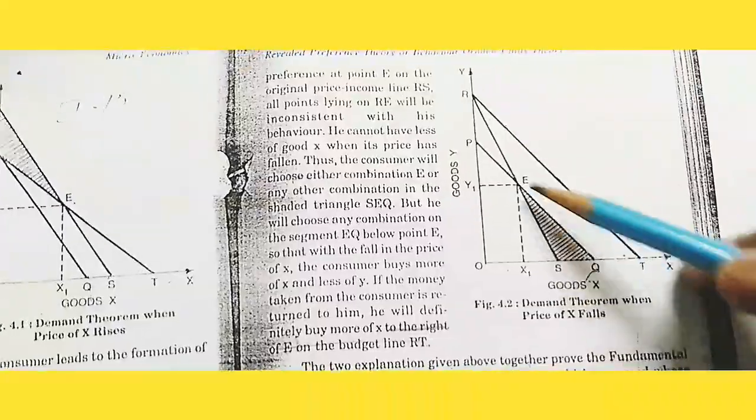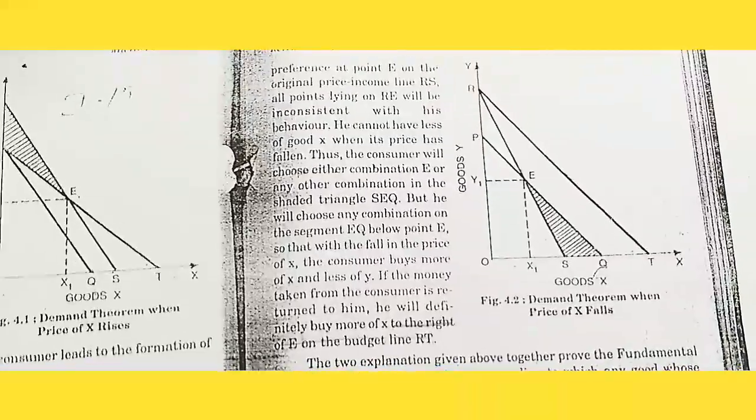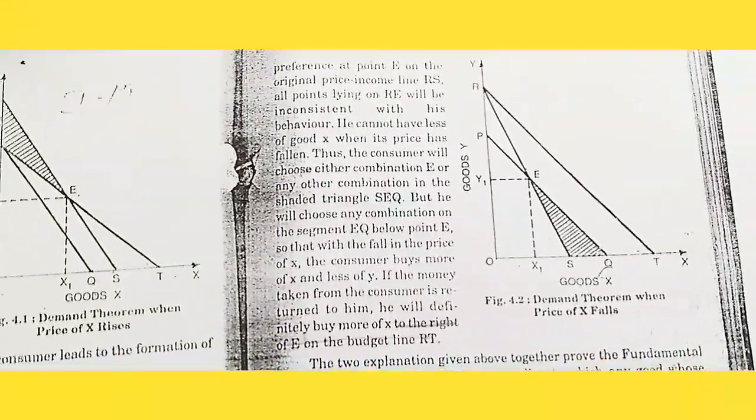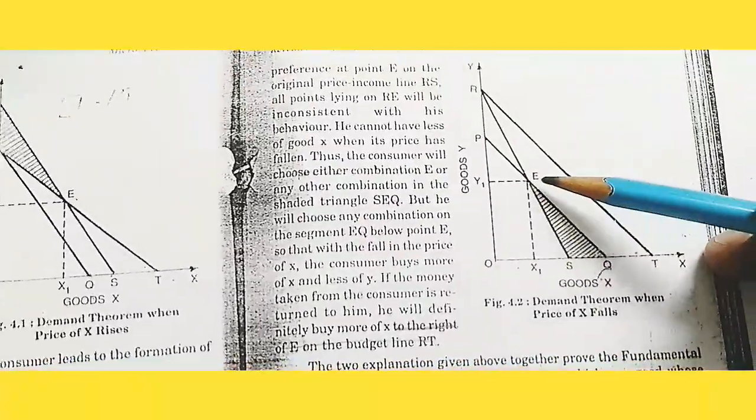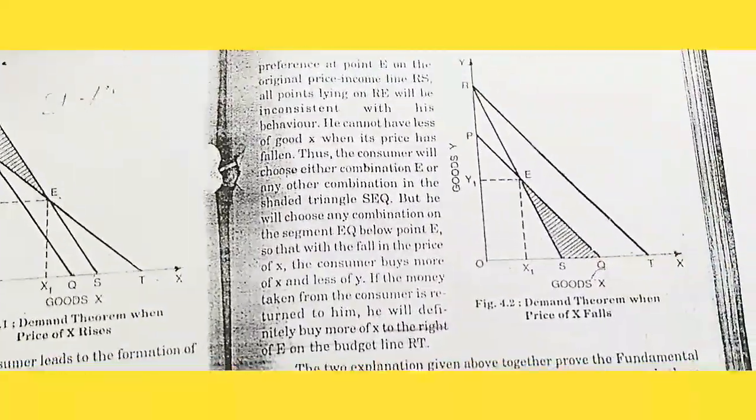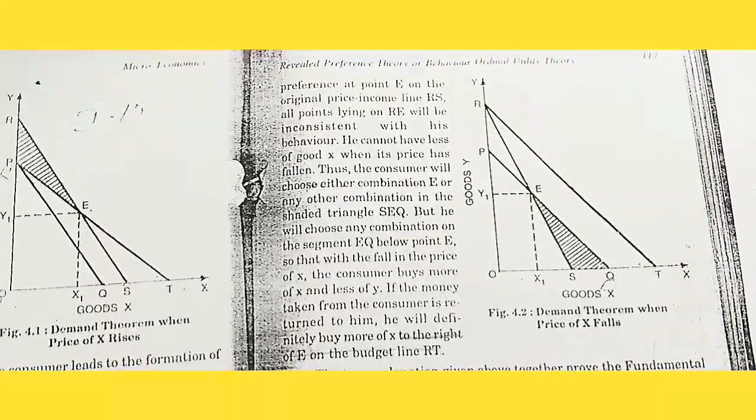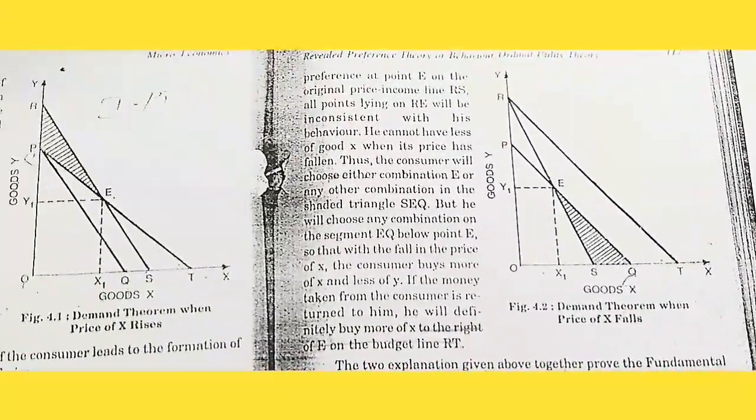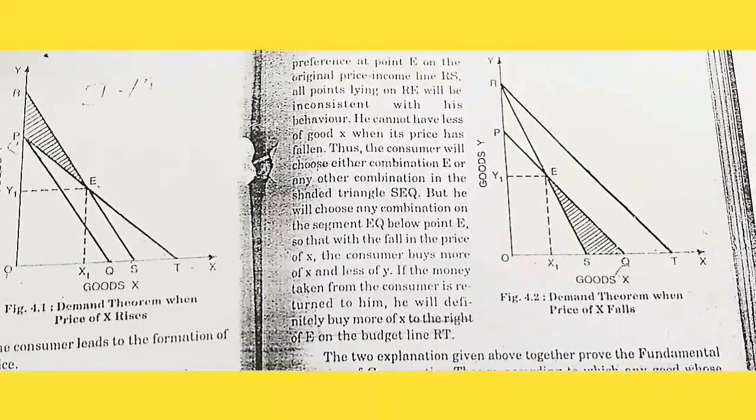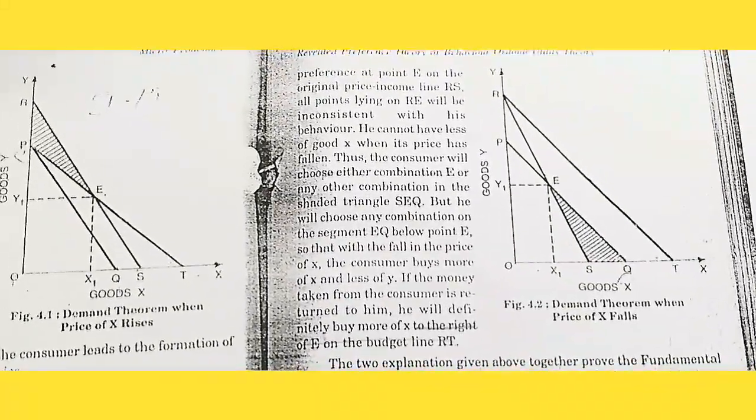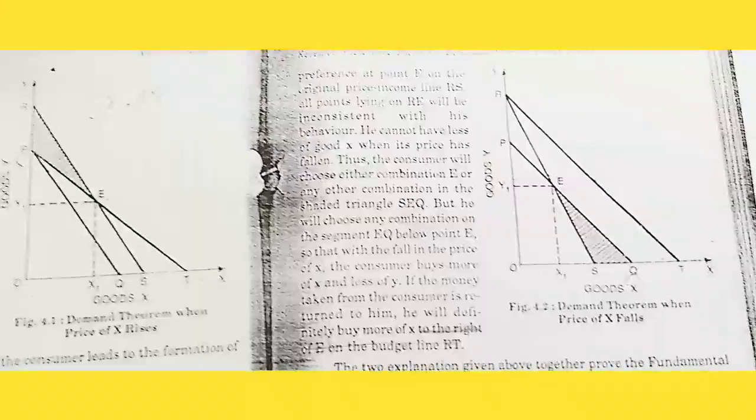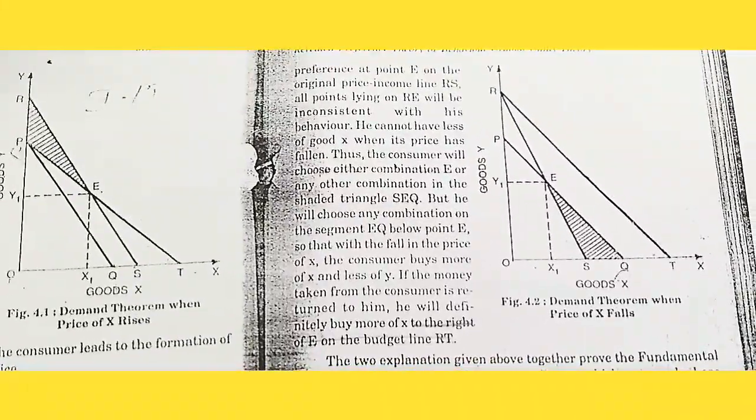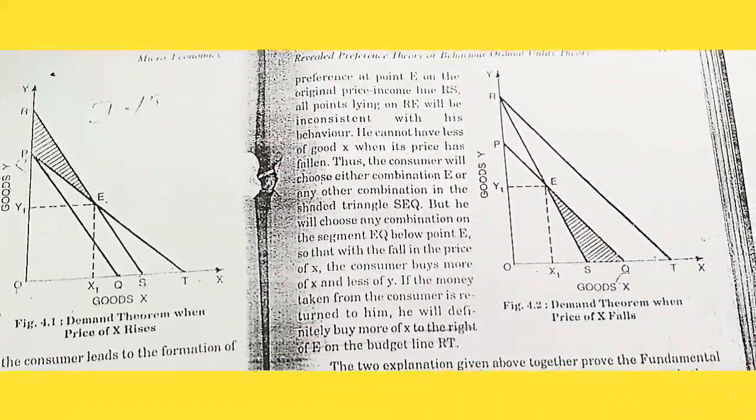But he will choose any combination on the segment EQ line, so that with the fall in price of X, the consumer buys more of X and less of Y. If the money taken from the consumer is returned to him, he will definitely buy more X to the right of E on the budget line RT.